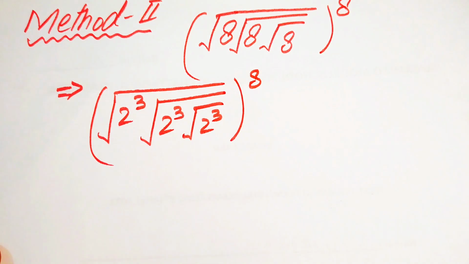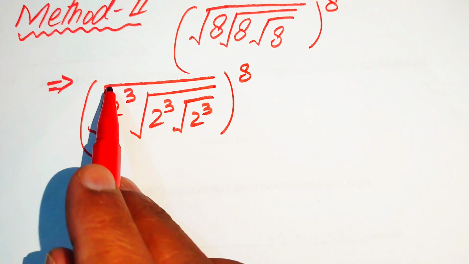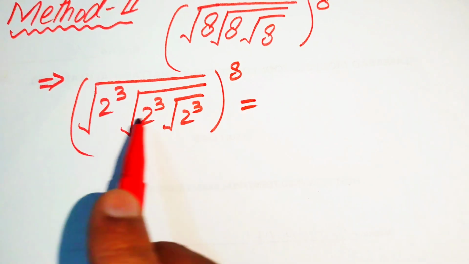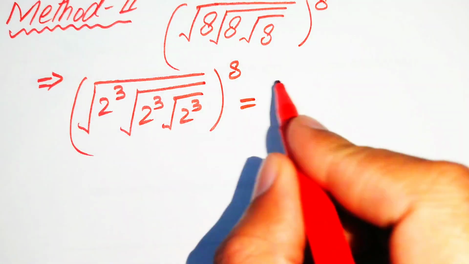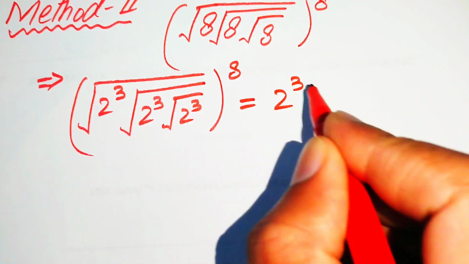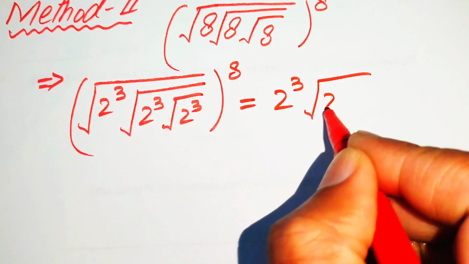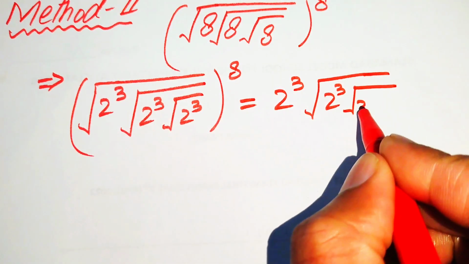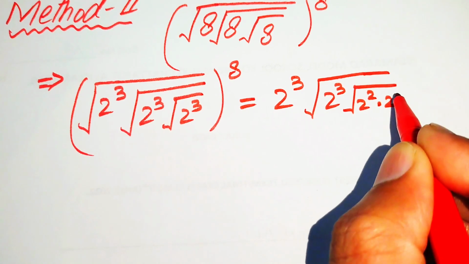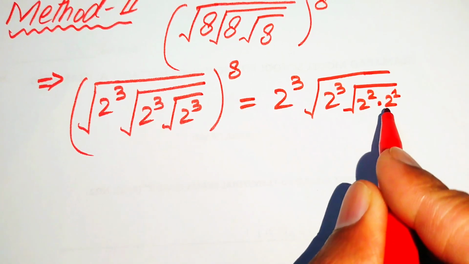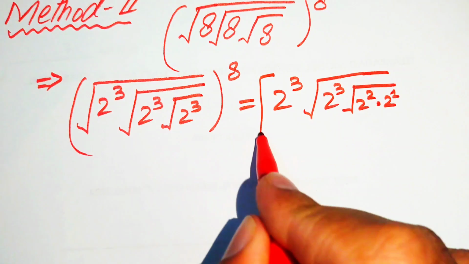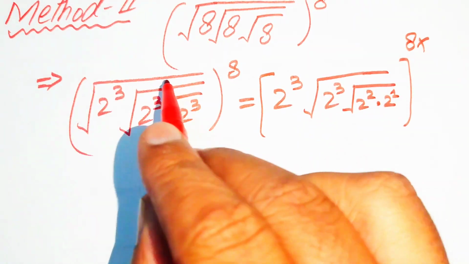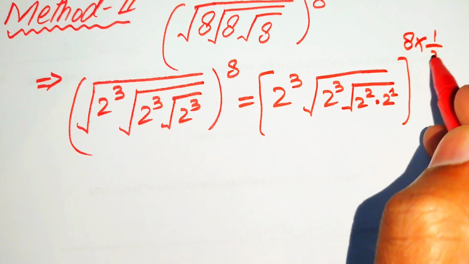After this step, first we remove this square root sign, and if we write this whole number in exponential form, it will be written as 2 cubed into 2 cubed into 2 cubed, and we write it as 2 squared into 2 to the power of 1. The bases are the same, so we add the exponents, and the exponent is 8, multiplied by the square root, which is 1 by 2.